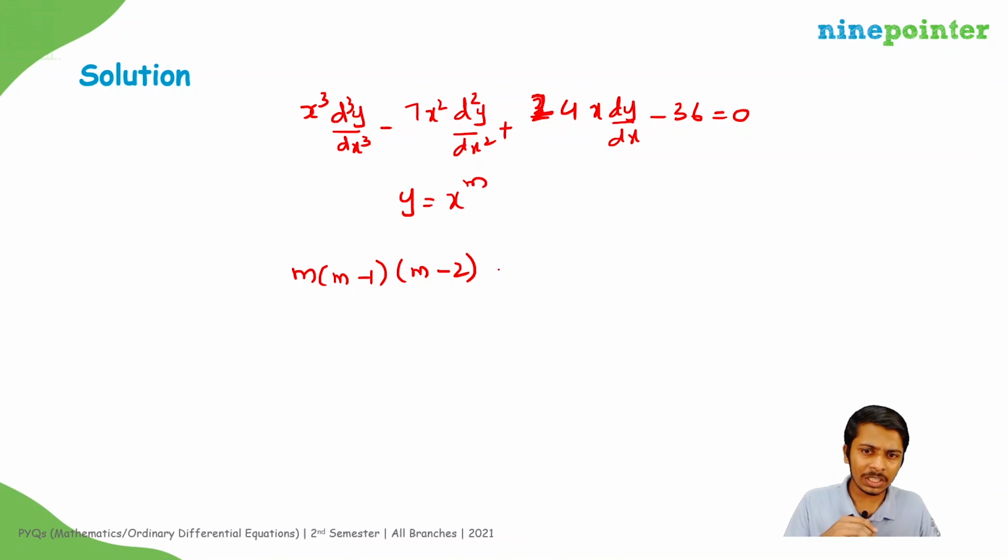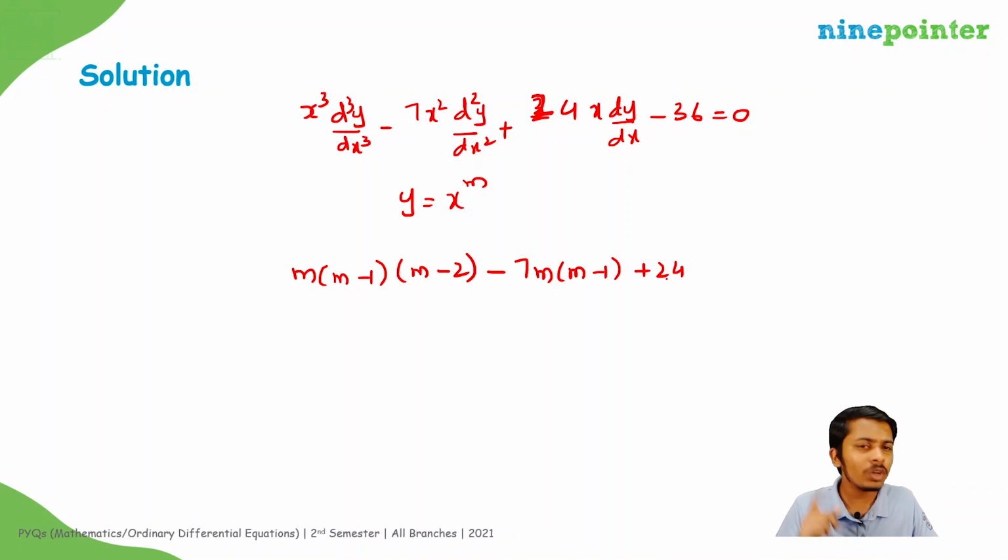And from the next term, we will have a minus 7 m into m minus 1, since I am differentiating twice, plus 24 into m, differentiating once, and minus 36 equal to 0. Since we don't have any derivatives there, we will simply get a constant minus 36. Okay, I can simplify this. m into m minus 1 into m minus 2.